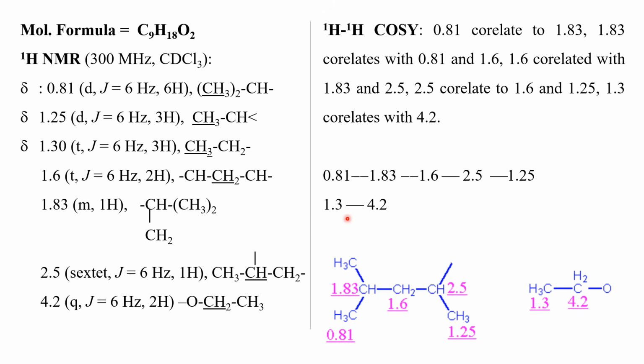Next spin system is between 1.3 and 4.2. At 4.2, we have the methylene, and it is correlating with 1.3. So at 1.3, we have the methyl. So this also confirms the presence of an ethoxy group.